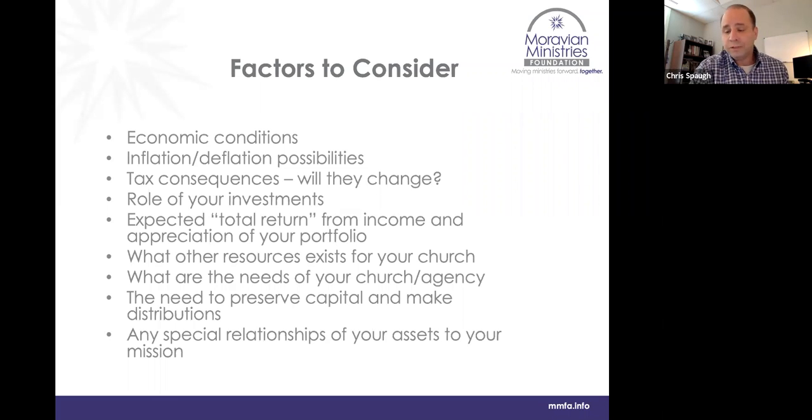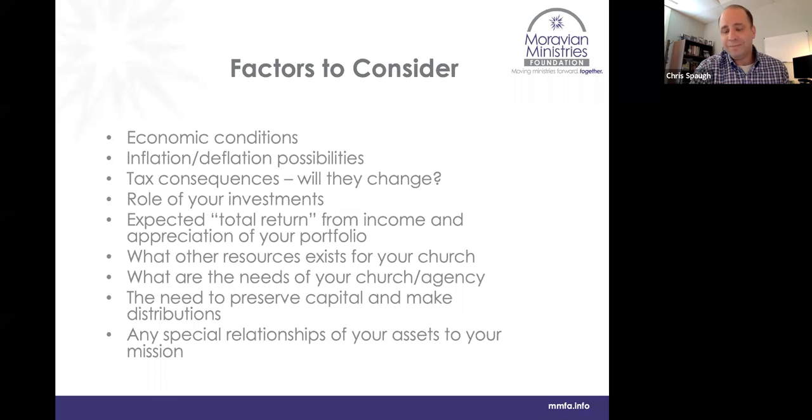Are there other resources that exist for your church? So if you have to lower your spending rate, are there other resources or other levels of generosity at some level that can come in and help your church meet the ministry goal that you have? The need to preserve capital and make distribution, that's those competing interests. Are you open and talking about that? What's the church's goals? And do you have any special relationships to your assets or your mission?